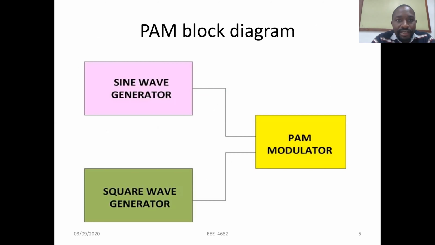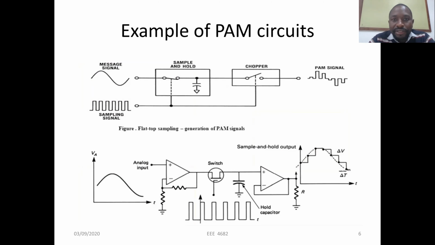To illustrate this, I have a block diagram here. You notice that in this block diagram, I have a sine wave generator generating the message signal, and then I have a square wave generator where you are generating the pulse carrier. And when the 2 meet in the modulator, you get a PAM output. That modulator consists of a comparator, op-amps, a combination of op-amps, sample and hold circuits, basically to generate a pulse amplitude modulation circuit output. The circuit below here illustrates further.